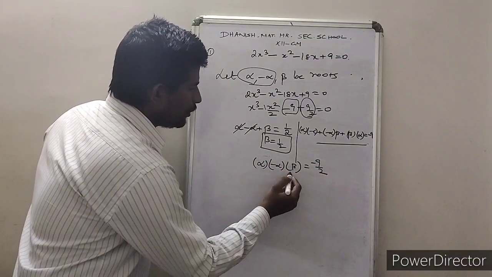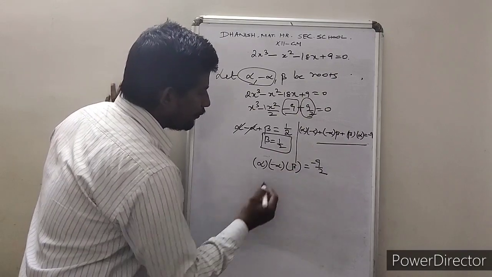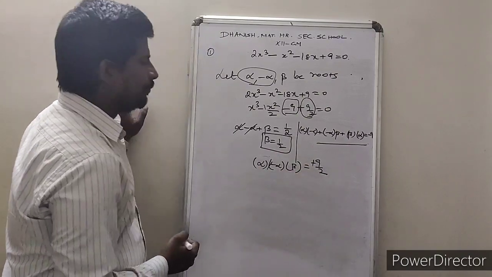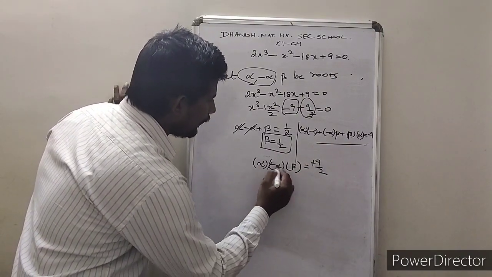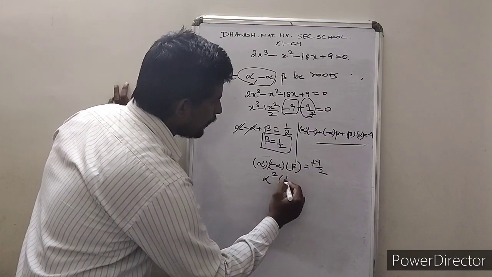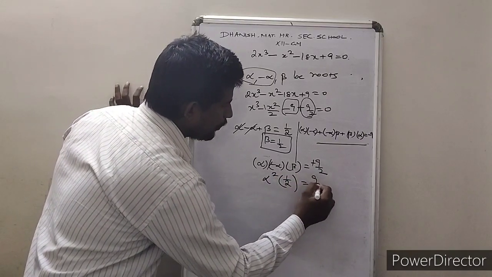So now I am going to substitute beta as 1 by 2. Before that we will cancel the minus symbol. So alpha into alpha, alpha square into beta. Instead of beta I am going to put 1 by 2, equal to 9 by 2.